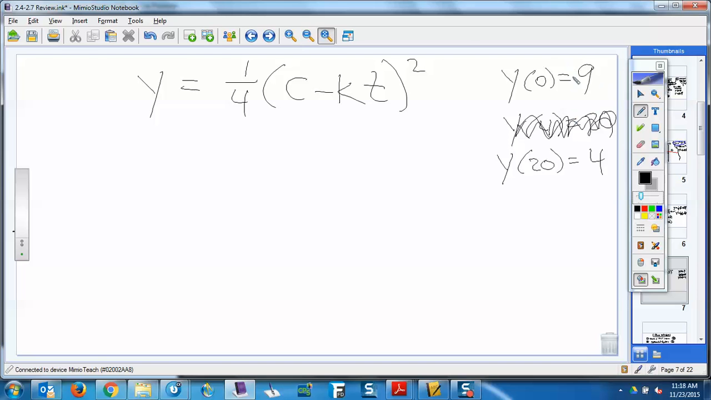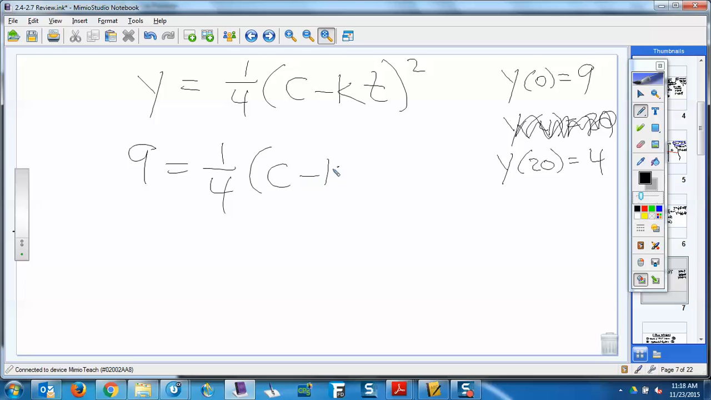So what we can do with this, what does this mean? Y of 0. Remember what was y? The depth of the liquid. So what's the 0? The time. So at the beginning, the tank had 9 feet of liquid in it. And what's this mean then? 20 seconds. 20 minutes or whatever the time is. It's 4 feet of depth, right? At 20 minutes, there's 4 feet of depth. Okay? So all we do is we plug those in. So we put a 9 there.